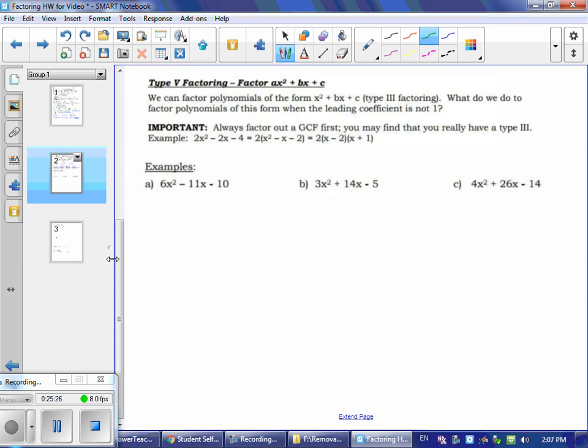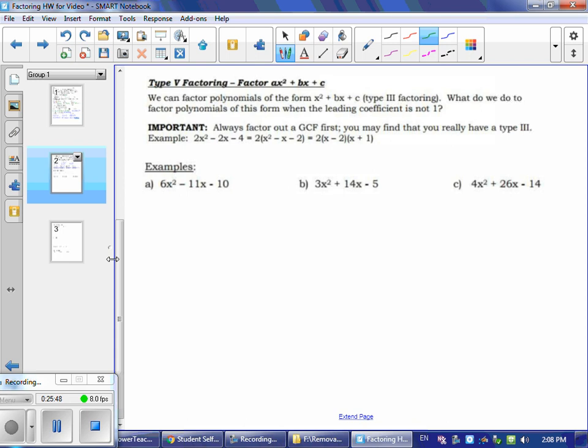Because of the number out in front of the x squared, we can no longer use the thinking that we just did in type 4. So the idea is still first look for a greatest common factor. If we have one, pull that out first. If not, we can't factor out a greatest common factor, then we have to go straight to seeing, can I reverse the FOIL process somehow? Because that's really what we're doing.